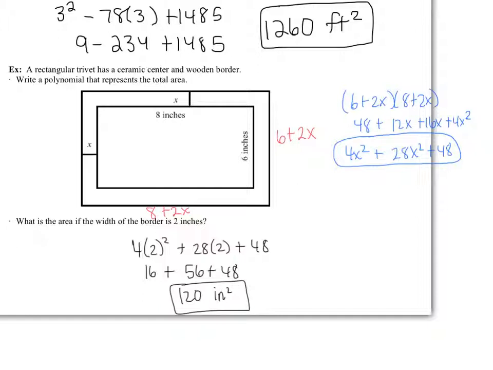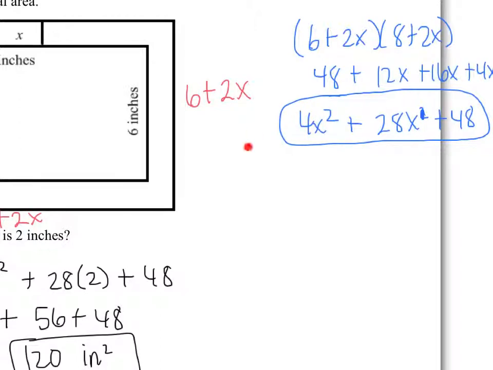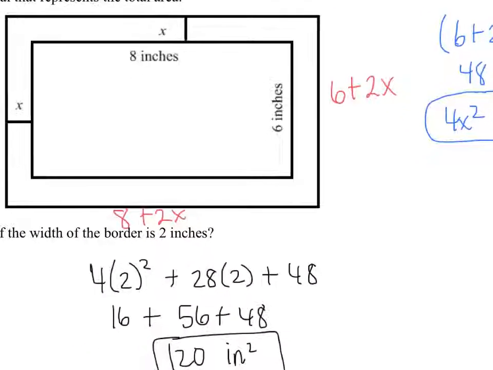Okay, so the first thing is, if this is 8, this would be x plus 8 plus x, or 8 plus 2x, and this would be x plus 6 plus x, or 6 plus 2x. So then to find the area, you multiply length times width, and to do that you would FOIL, so you get 48 plus 12x plus 16x plus 4x squared. I combine like terms. Should have just been 28x, I apologize for that, just 28x. And I wrote it in descending order, so 4x squared plus 28x plus 48. So this should be the expression that I can now use to find the area of the entire ceramic tile.